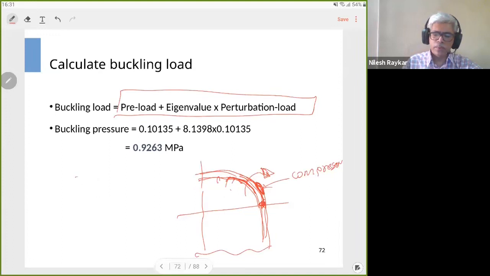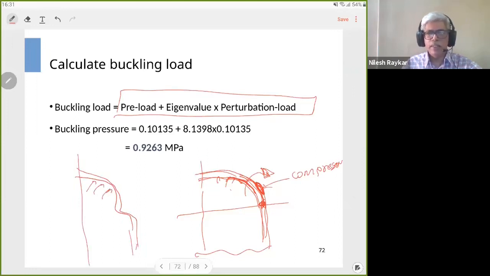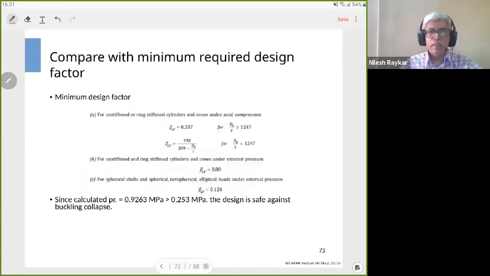So the head would buckle in this fashion under the action of internal pressure. If the head is thin enough, you will find the buckling failure will occur. That also can be captured using the method that we are discussing.